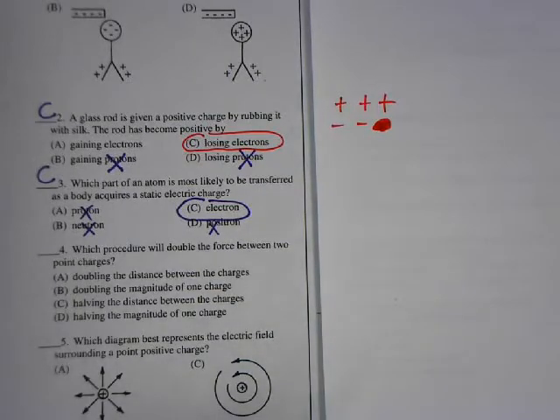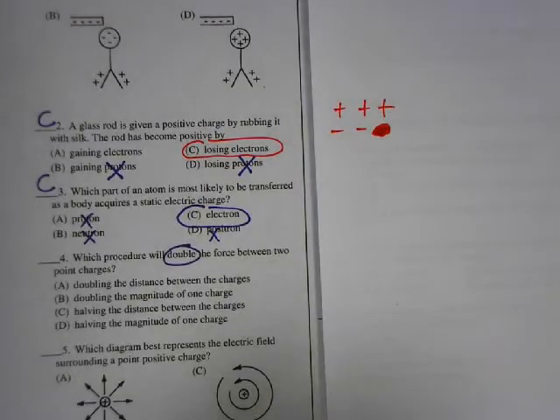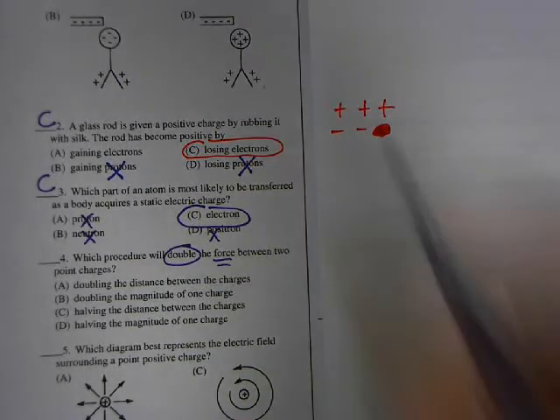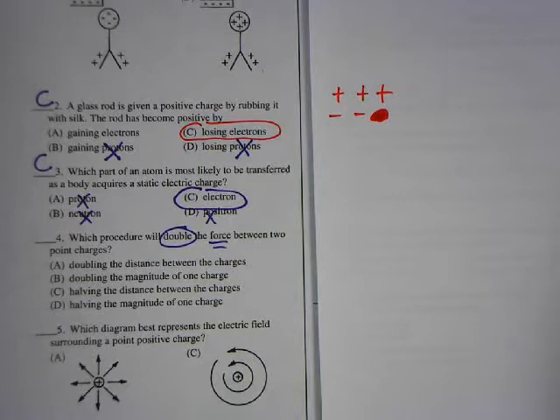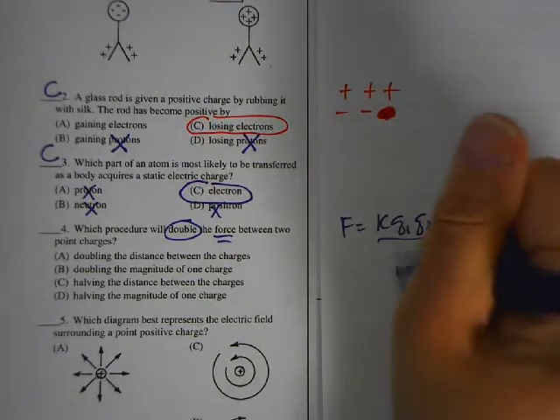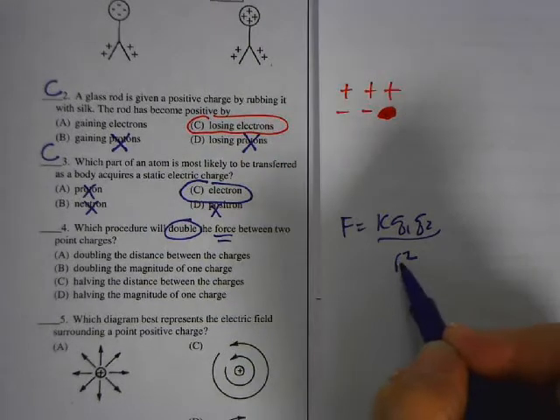Number 4, which procedure will double the force between 2 point charges? I'm going to write down the equation. I'm not going to do this in my head, and I'm not going to guess. F is equal to k Q1 Q2 over r squared. Which one of these is going to double it? If I look at the equation, r is in the denominator and it's squared.